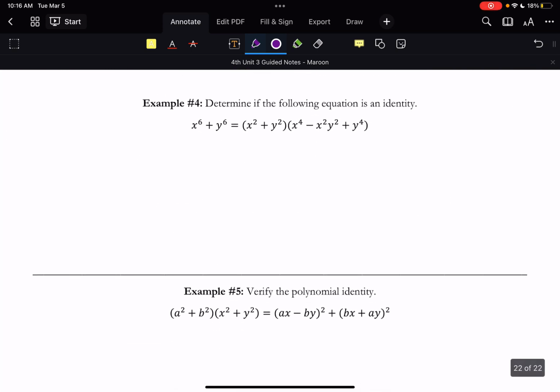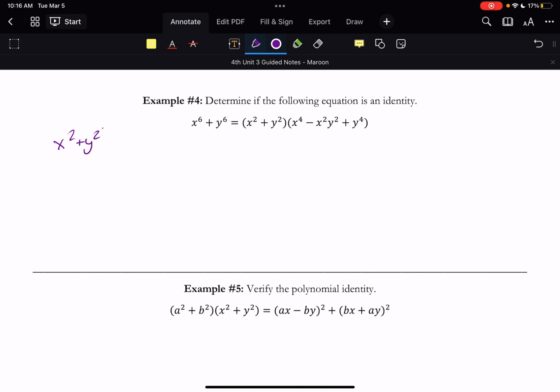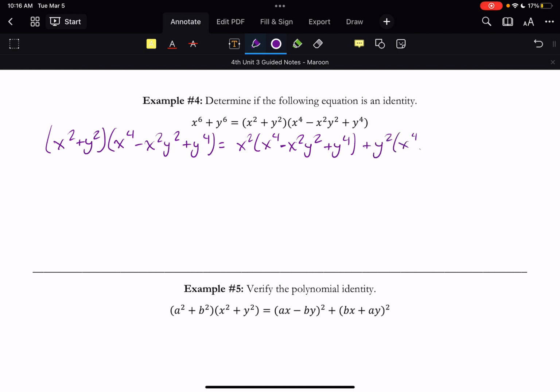Number 4, determine if the following equation is an identity. So again, we're just going to take a look at that more complicated right side, distribute the binomial to the trinomial. So I have x squared plus y squared, and that's times x to the fourth minus x squared y squared plus y to the fourth. So I know that if I distribute that, I get x squared times x to the fourth minus x squared y squared plus y to the fourth. And then that's going to be plus y squared times that entire trinomial, x to the fourth minus x squared y squared plus y to the fourth. And now I'm going to distribute that out.